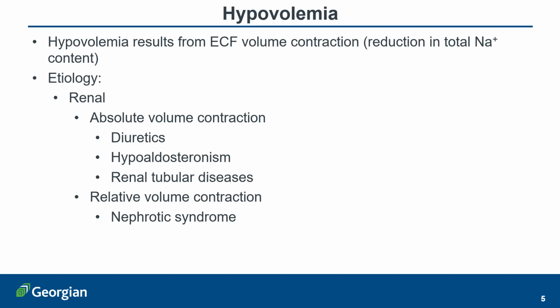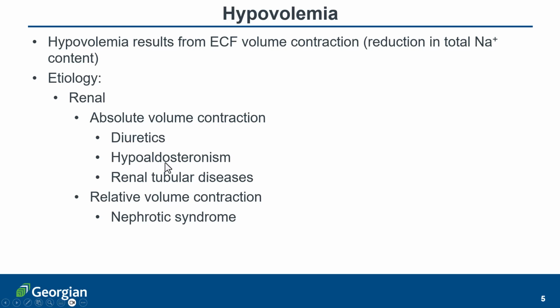Total volume hasn't changed, but plasma volume has changed. That's what we mean by relative volume contraction, because it's really the plasma volume that we're most concerned with. So in terms of absolute volume contraction, you can have excessive diuretic use, or prolonged diuretic use, that can lead to increased excretion of water and lead to absolute volume contraction.